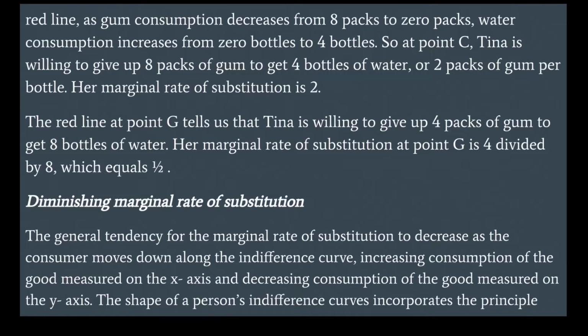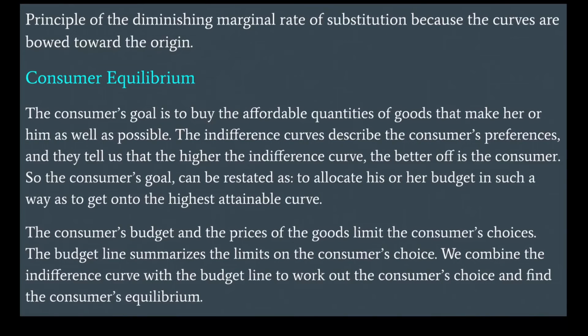Her marginal rate of substitution at point G is 4 divided by 8, which equals half. Diminishing marginal rate of substitution: the general tendency for the marginal rate of substitution to decrease as the consumer moves down along the indifference curve, increasing consumption of the good measured on the x-axis and decreasing consumption of the good measured on the y-axis. The shape of a person's indifference curve incorporates the principle of diminishing marginal rate of substitution because the curves are bowed towards the origin.